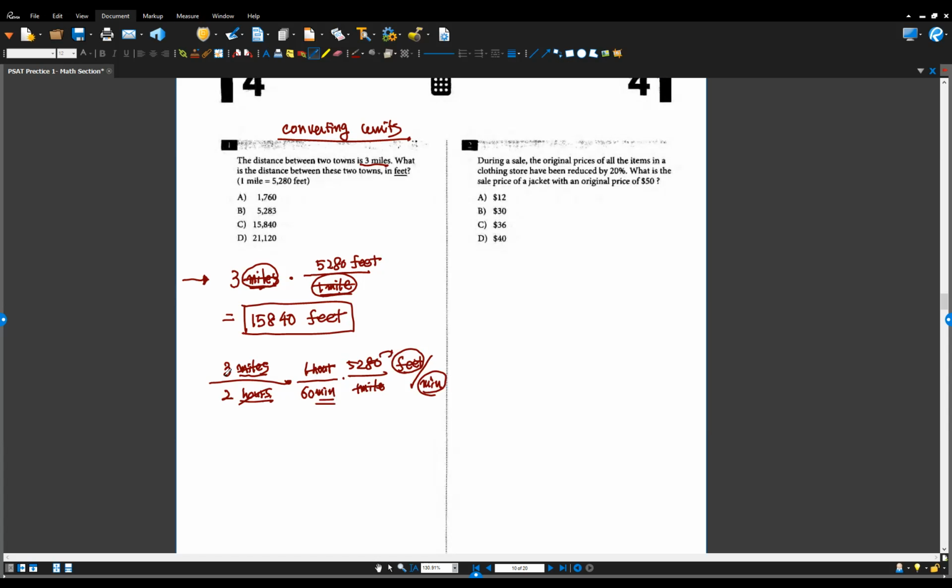But we're going to check the numeric numbers over here. The numbers are always 3 times 5280 over 2 times 60. Then that is feet per minute. Is it okay? This is called converting units. Maybe you can use something like 3, it doesn't matter. You will multiply by whatever is equivalent. All right, so choice C is the answer.